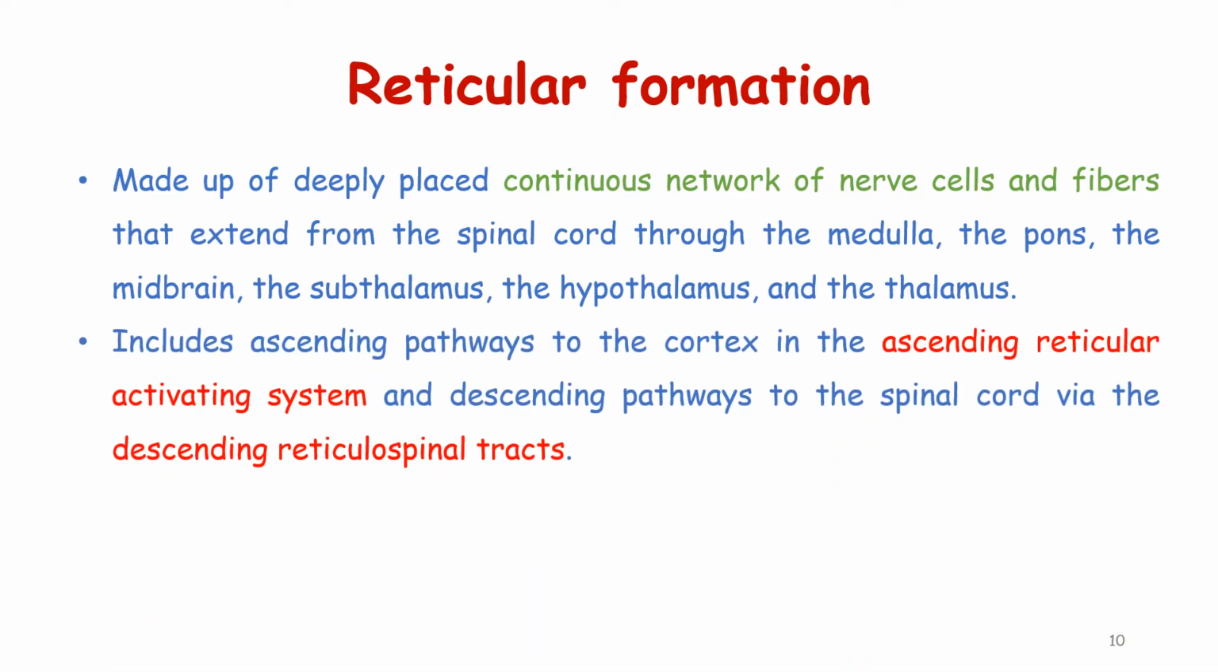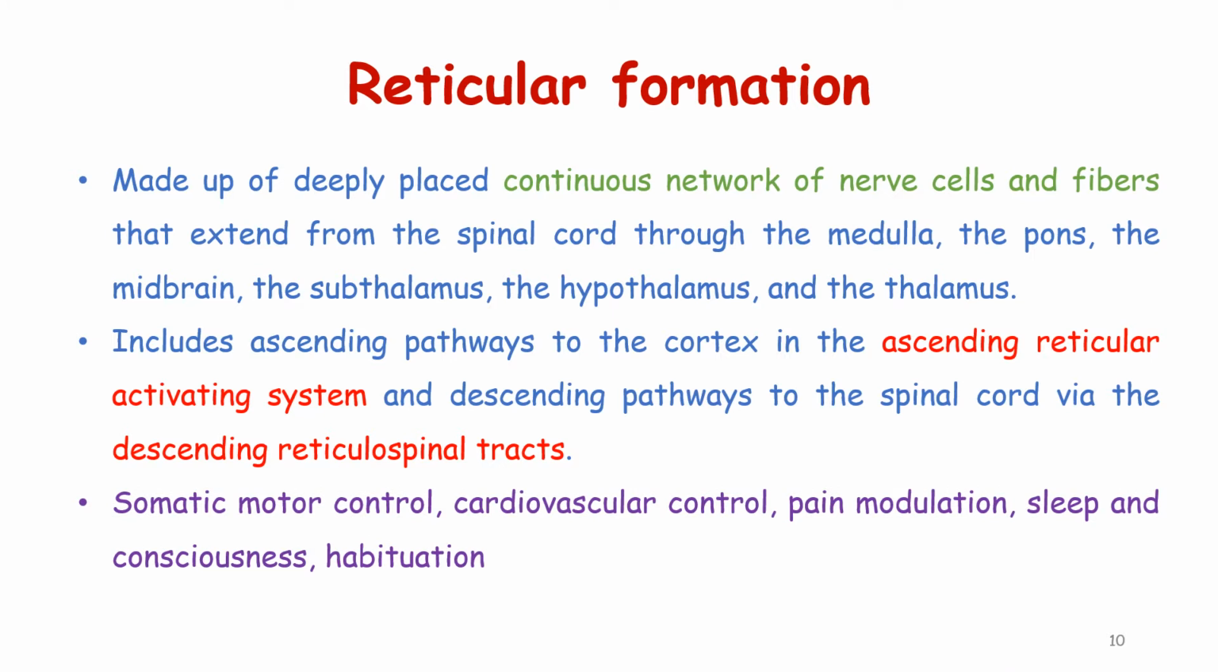Functionally, it includes ascending pathways to the cortex in the ascending reticular activating system and descending pathways to the spinal cord via the reticulospinal tracts, which are involved in somatic motor control, cardiovascular control, pain modulation, sleep and consciousness, and habituation.